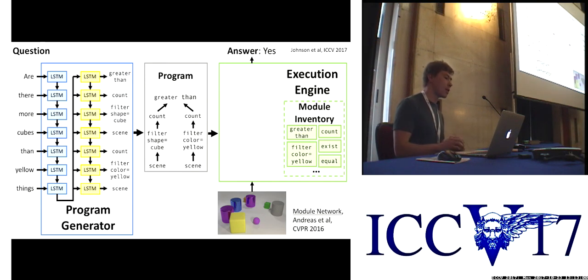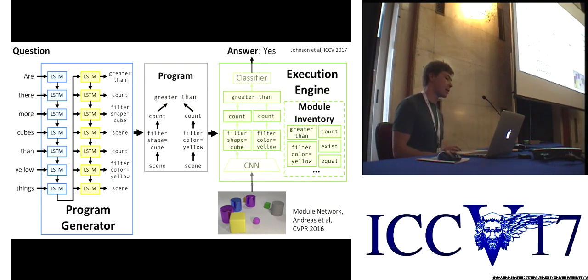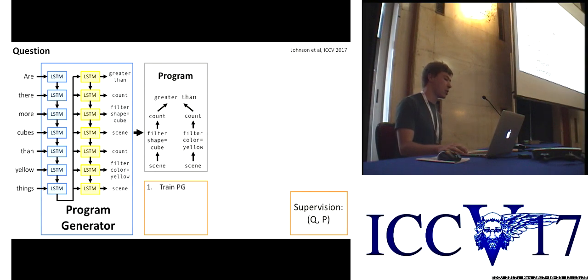Now, given the program and given this module inventory, we copy the program over and then assemble from the modules a custom neural network that mirrors the structure of the predicted program. In this way, we end up using a custom neural network architecture for each different type of program that our model might predict. So our model is inherently compositional and can hopefully work much better on these complex CLEVR questions. We train this in 3 stages.